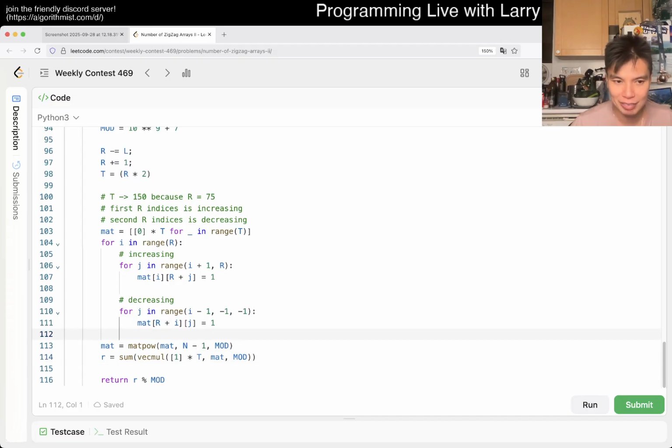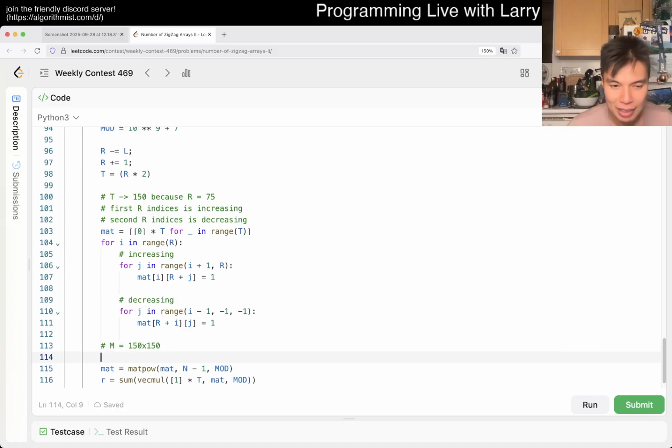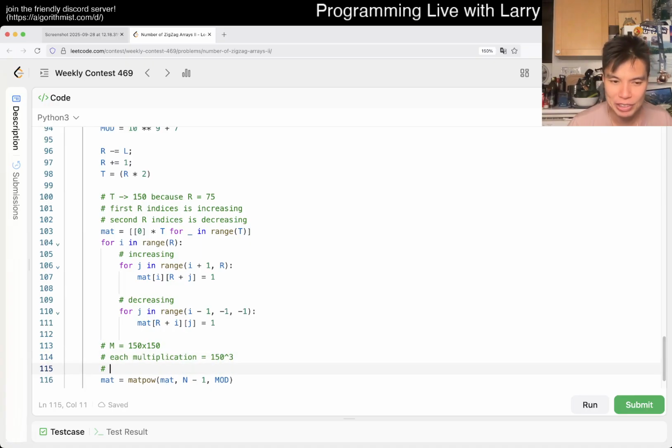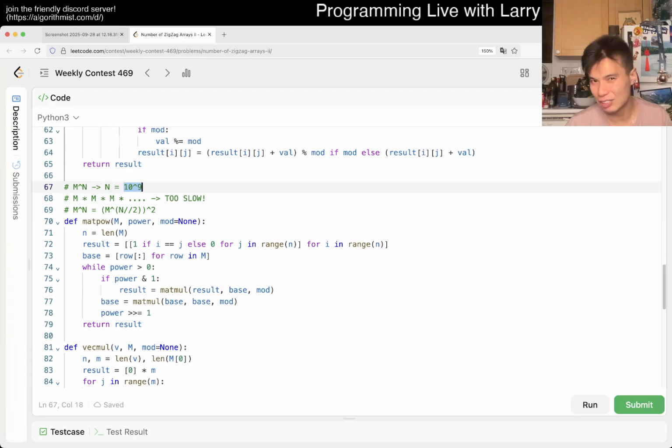So the matrix, M or T, whatever, M is equal to 150 by 150, right? So for matrix multiplication, each multiplication is 150 cubed, right? And we do at most 60 multiplications, as we said. Because if n is 10 to the 9, that means that we get to divide it 30 times because of binary bisection type things.